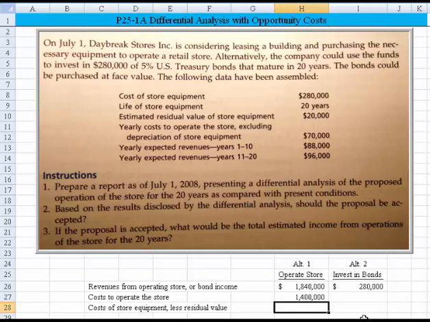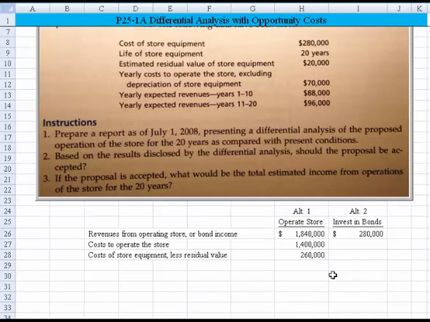Okay, and the store equipment is $280,000 with $20,000 salvage value. So that would be $280,000, and then we'll get $20,000 back at the end of the 20 years for salvage value. So we're estimating that at $260,000. Okay, from there, let me slide down and let's go on to the next step.